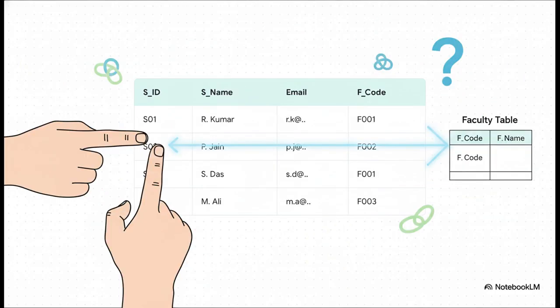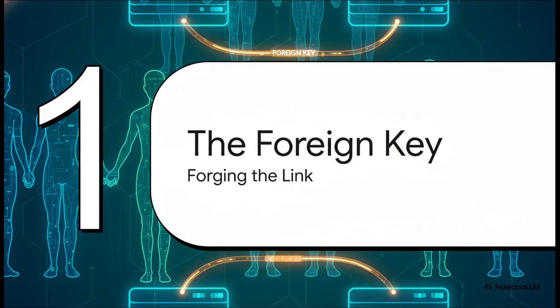And next, here's our students table with all their details. But hey, look at that last column, F code. That looks pretty familiar, doesn't it? And right there, that's our puzzle. How do we use this code that they share to connect each student to their professor's actual name from that other table? The solution is to create a formal, kind of unbreakable link between these tables.